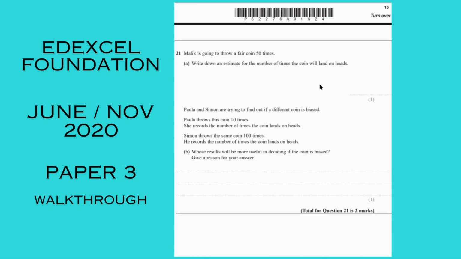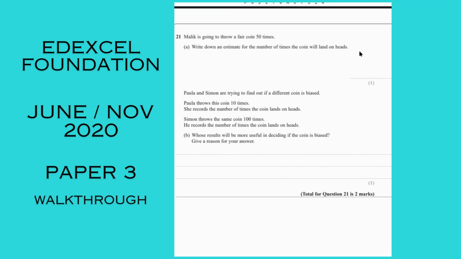On to number 21. So, throwing a fair coin 50 times. Mark scheme gives no leeway. Doesn't allow 24 or 26. Got to be exactly half.